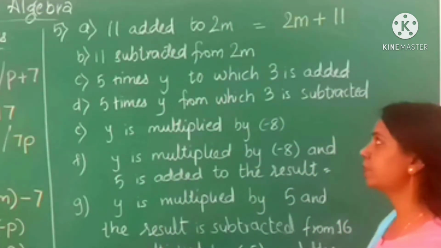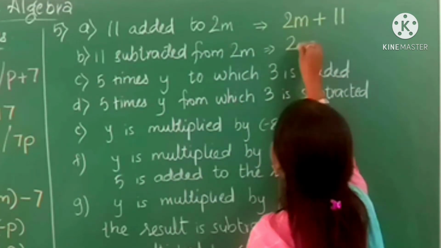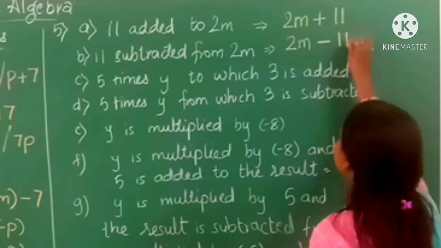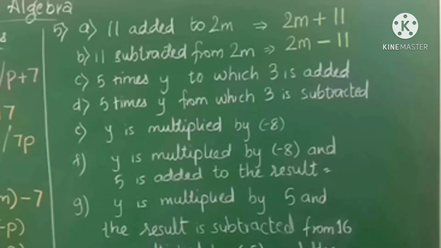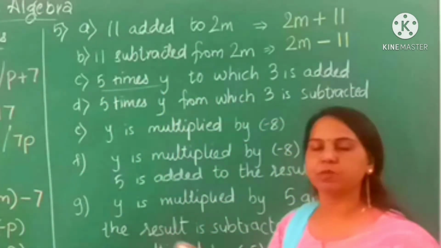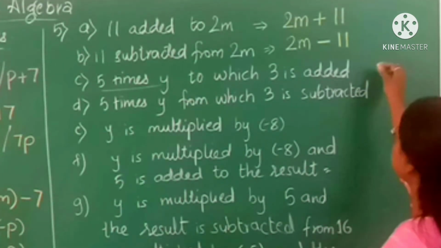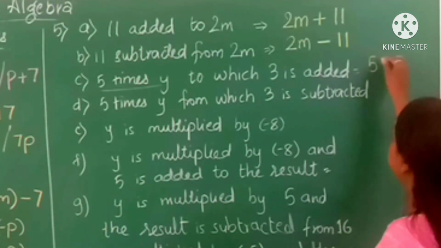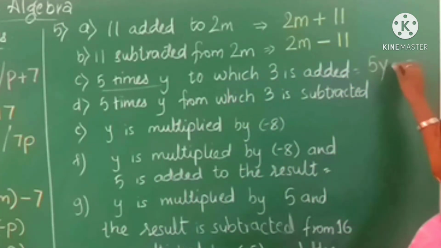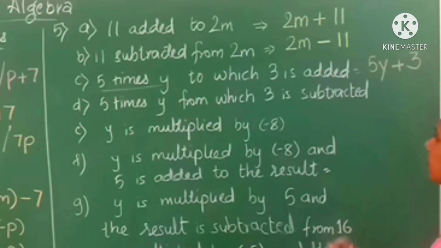Next is 11 subtracted from 2m. So again, for this you will write 2m first and from 2m what is subtracted? 11. So it is minus 11. Now next is 5 times y. Okay, here it is 5 times y means 5 into y. So you will write it as 5 into y to which 3 is added. So we will write here addition sign and here the number is 3.